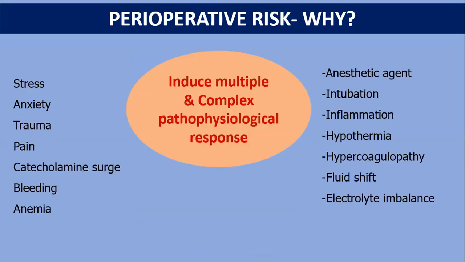Stress and anxiety are not the only factors. Trauma and pain will ultimately lead to a surge of catecholamines. Bleeding may happen in a surgical procedure as an inherent complication. There may be anemia, anesthetic complications, intubation-related complications, inflammation, hypothermia, and the anesthetic process as a whole is a hypercoagulable state. There are also fluid shifts and electrolyte imbalance, and fluid shift occurs more in vascular surgical procedures. All these factors acting in concert may induce a complex pathophysiological response that may ultimately lead to an adverse cardiovascular outcome. So we have to consider all these factors before deciding whether the patient should undergo a surgical procedure.